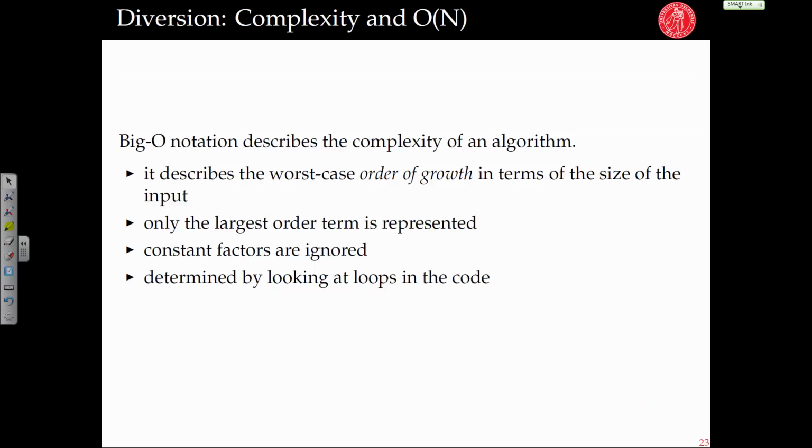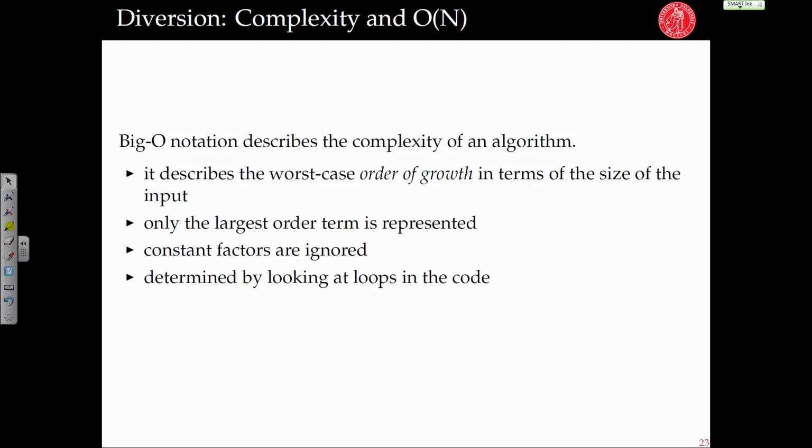So, a bit of a divergence here. The big O notation is a way to describe the complexity of an algorithm. Most of you may be familiar with this. It describes the worst case scenario of the order of growth of an algorithm in terms of the size of the input.